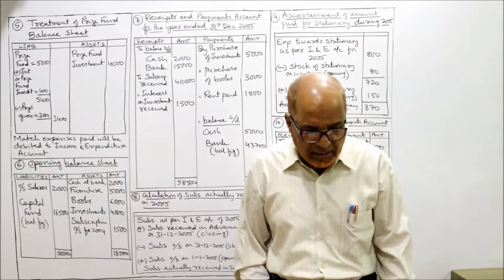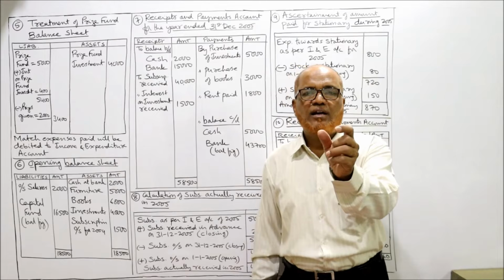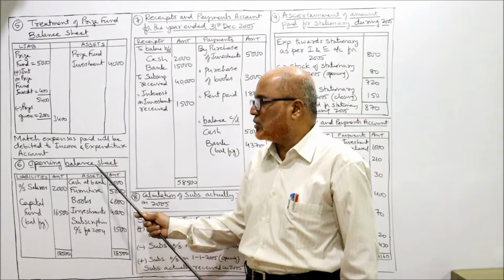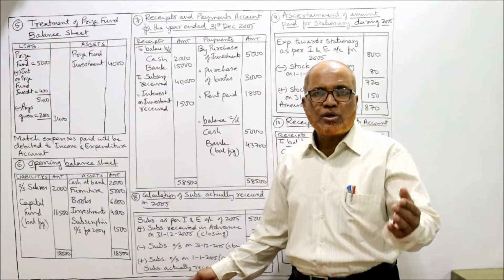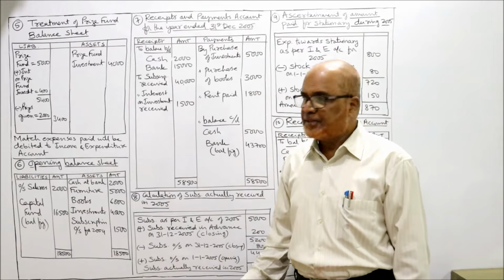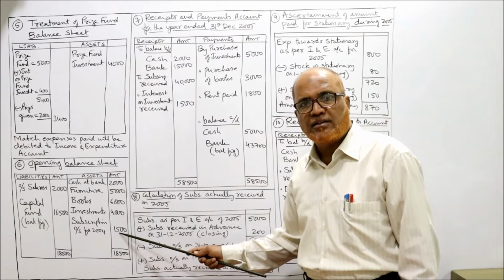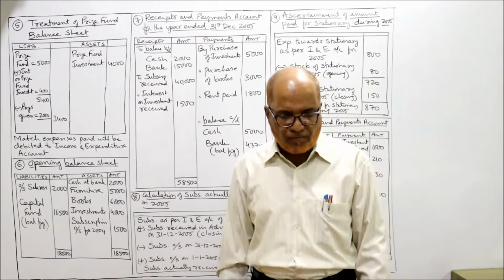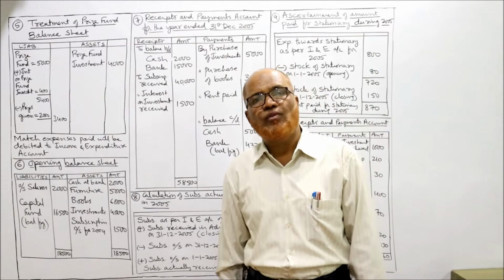तो 2004 के कितने रिसीव करे? 1500 रिसीव करे. That 1500 is a subscription outstanding on 1st January 2005, and that will be taken on the asset side. Subscription receivable, subscription outstanding is an asset. So outstanding subscription for 2004 1500, right? Next, last item, salaries paid in 2005 25,000 including 2,000 for 2004.